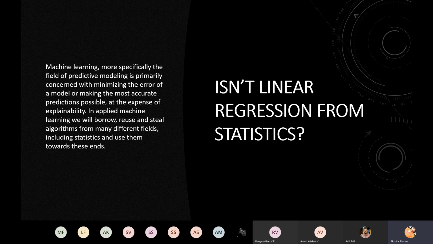Well, machine learning, more specifically the field of predictive modeling, is primarily concerned with minimizing the error of a model or making the most accurate predictions possible, at the expense of explainability. In applied machine learning, we will borrow, reuse, and steal algorithms from many different fields, including statistics, and then use them towards these ends. As such, linear regression was developed in the field of statistics and is studied as a model for understanding the relationship between input and output numerical variables, but it has been borrowed by machine learning. It is both a statistical algorithm as well as a machine learning algorithm.